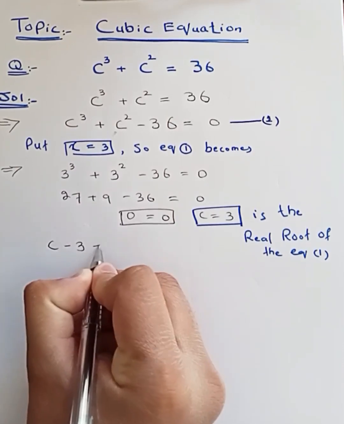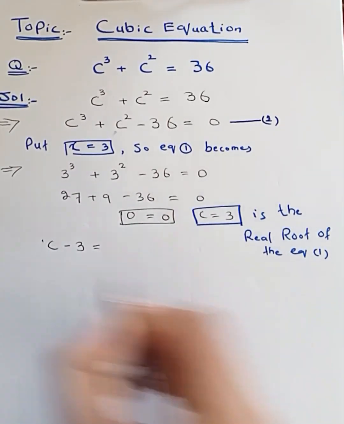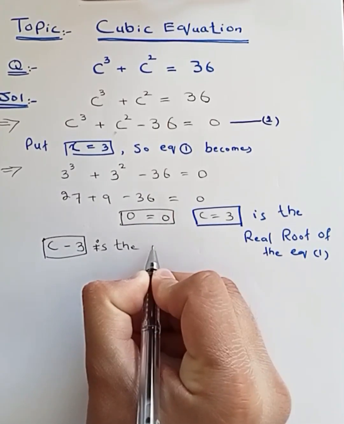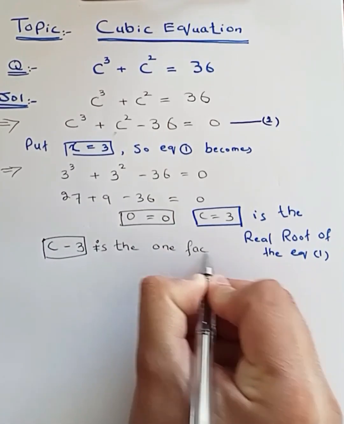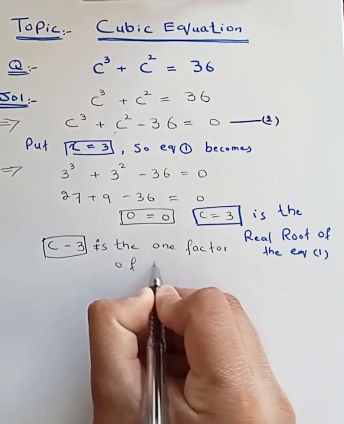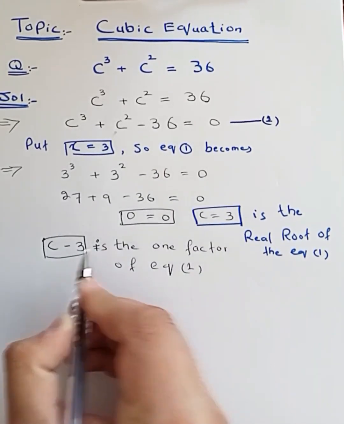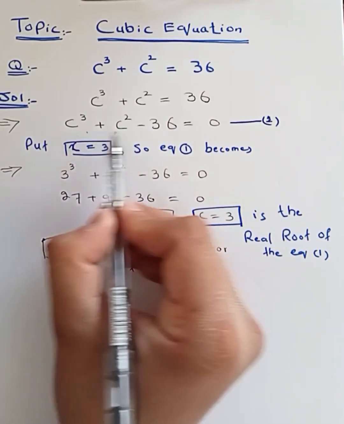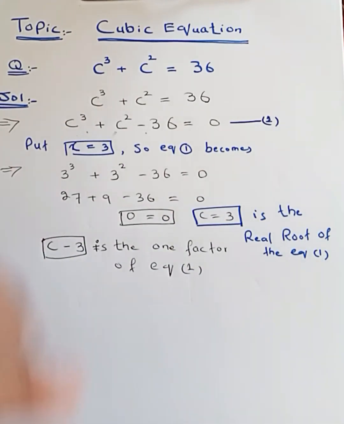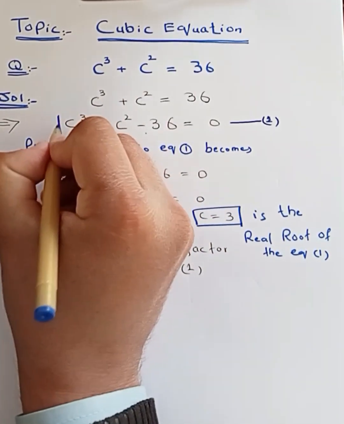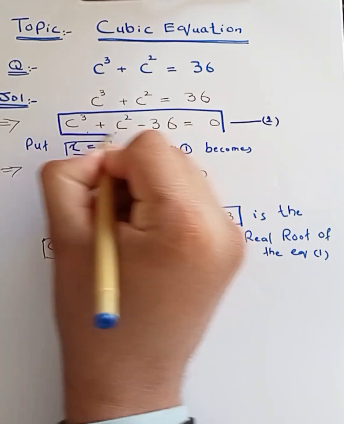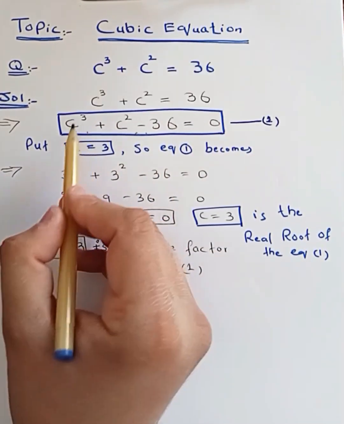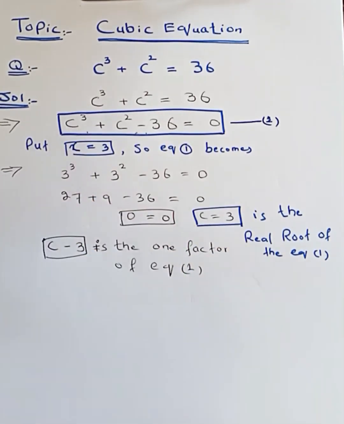So it means c minus 3 is one factor of equation number 1. That is, c minus 3 is a factor of this equation c cube plus c square minus 36 is equal to 0. Now we will try to find the next two factors, because it is a cubic equation and one factor has been found.